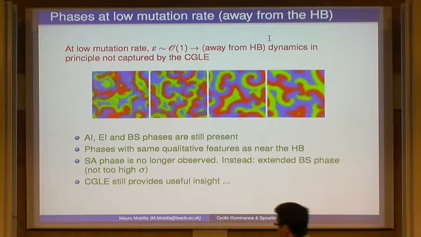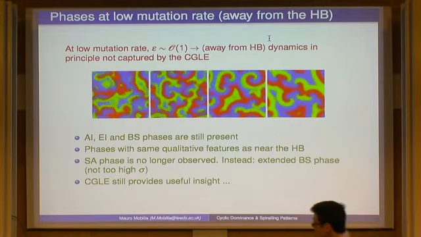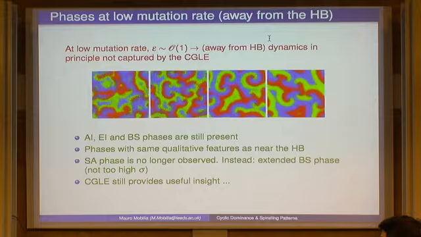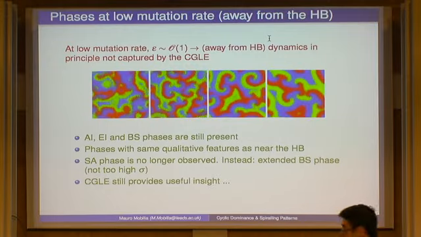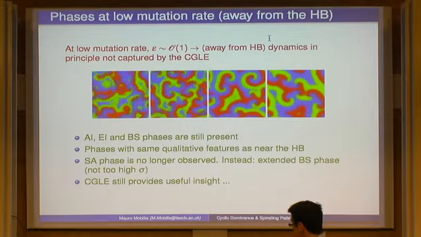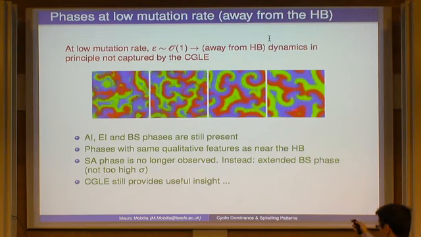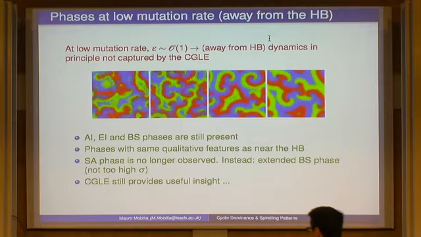But I'm going to argue that we can still learn something from what I just showed you. So first of all, out of the 4 phases that I just told you about, 3 are still here. So we still have the absolute instability phase, the Eckhaus instability phase, and the bound state phase. Now what is missing is the spiral annihilation phase. And this spiral annihilation phase is now replaced by an extended bound state phase. So essentially, what happens is that spiral waves are still stable in what was previously the spiral annihilation phase, right?